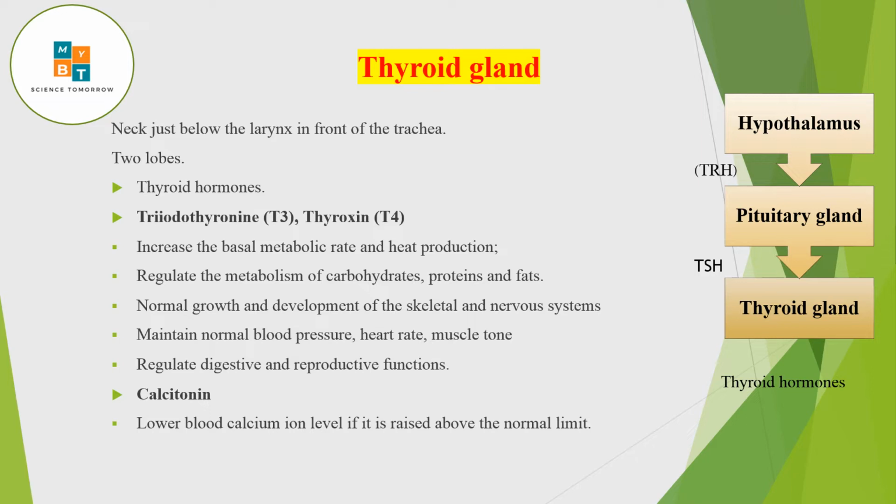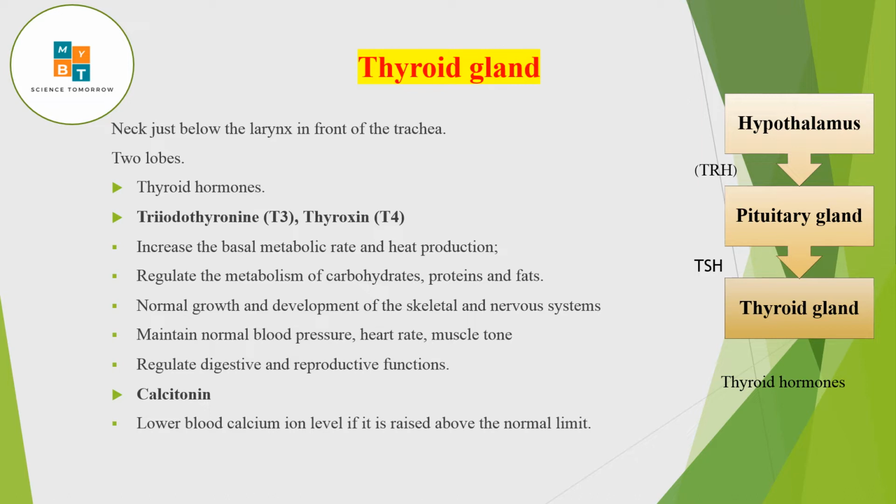What are the effects of these thyroid hormones, especially thyroxine? They will increase the basal metabolic rate and heat production and regulate the metabolism of carbohydrate, protein and fat. Also, these thyroid hormones are very important in normal growth and development of the skeletal and nervous systems. And dear students, please remember these things. They will maintain the blood pressure and heart rate, also the muscle tone, and they will act on the digestive system and reproductive function and regulate those things.